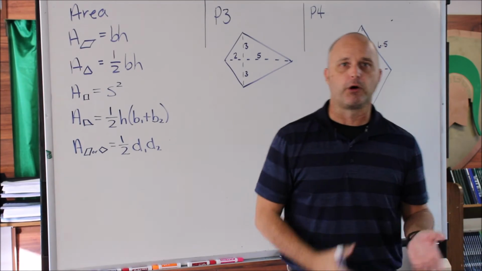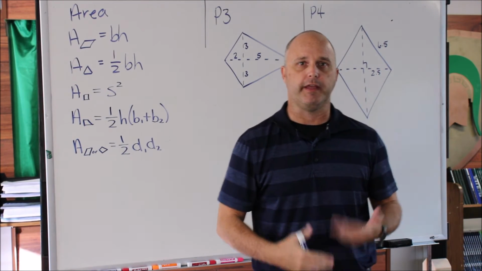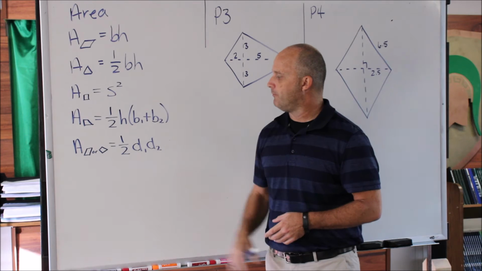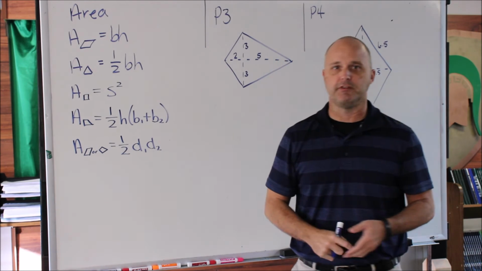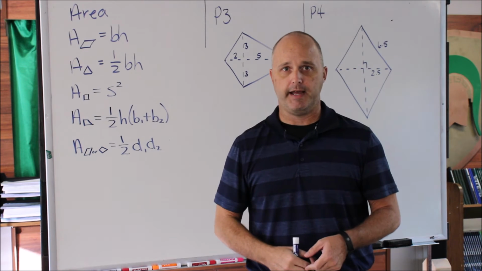For problems 3 and 4, we're going to need the areas of rhombuses and kites. And it's a fairly simple formula. The area of a rhombus or a kite is going to be 1/2 times the first diagonal times the second diagonal.